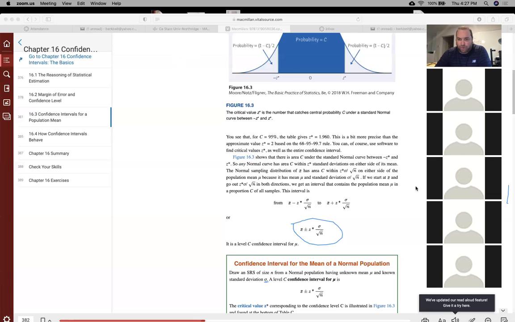Without explanation for where the formula comes from, that is the formula. So the four things you need to compute the confidence interval are: one, X bar. That is your sample average. So you have a sample and you compute the average, right? You add them all up and divide by how many you have.